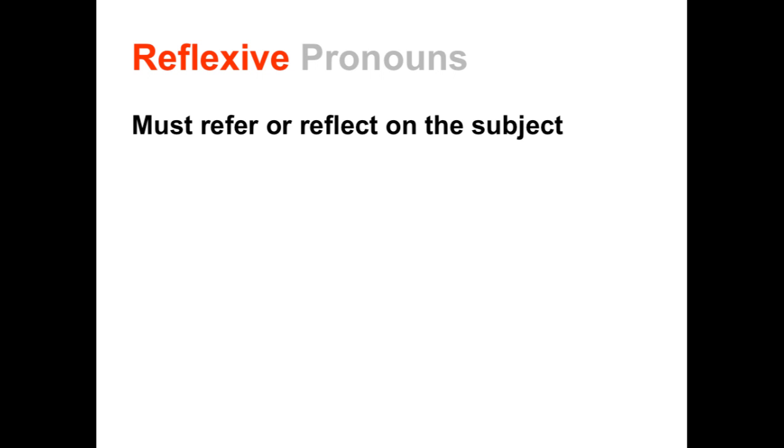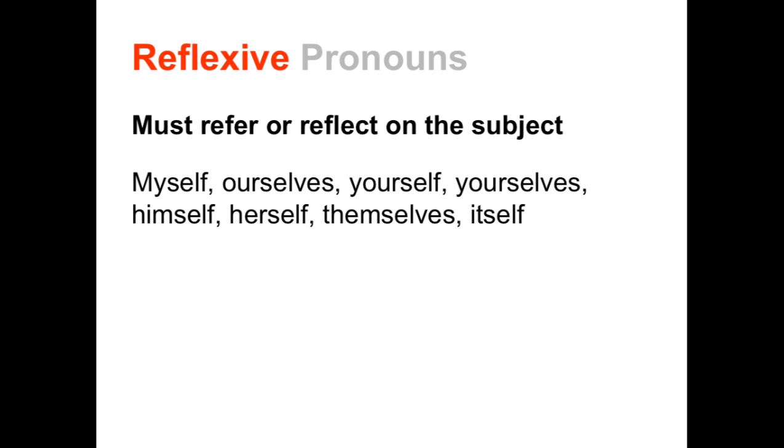Reflexive pronouns. Reflexive pronouns are a little bit trickier than subjective and objective pronouns, but I think you'll get the hang of it. The key here is that reflexive pronouns must refer or reflect back on the subject of the sentence. That is why they're called reflexive pronouns, because they reflect back to the subject. The reflexive pronouns are myself, ourselves, yourself, yourselves, himself, herself, themselves, itself. We can only use these correctly when they are referring back to the subject of the sentence.